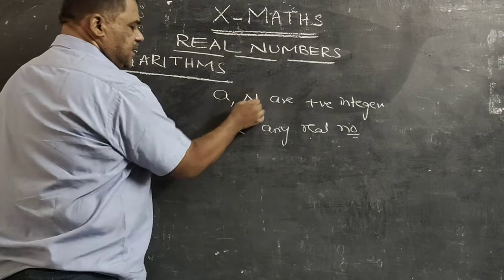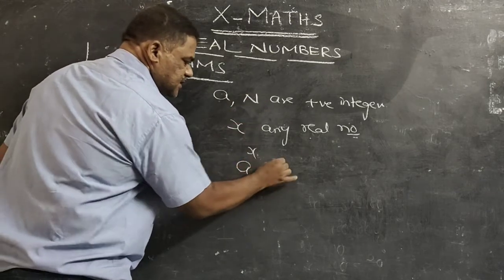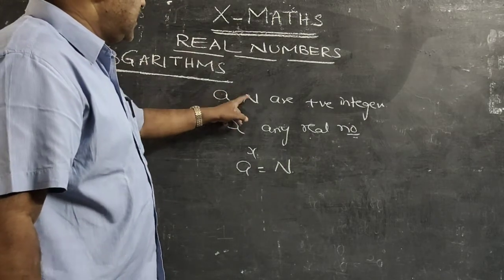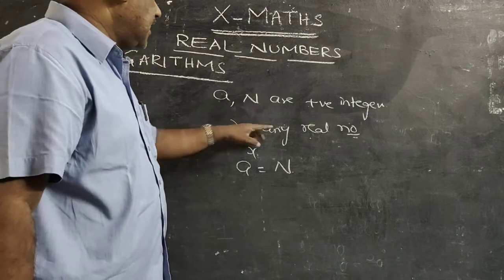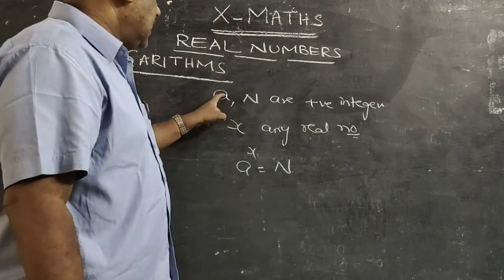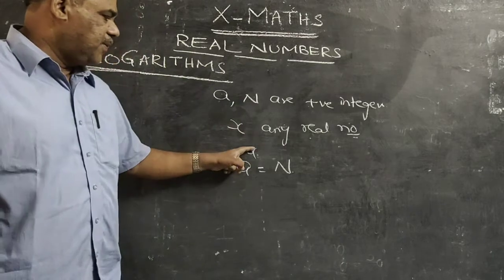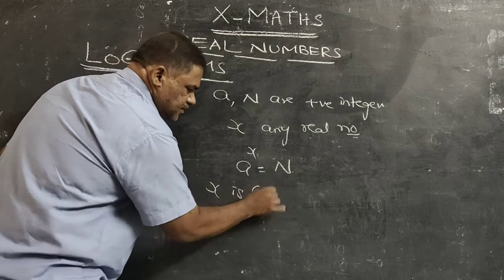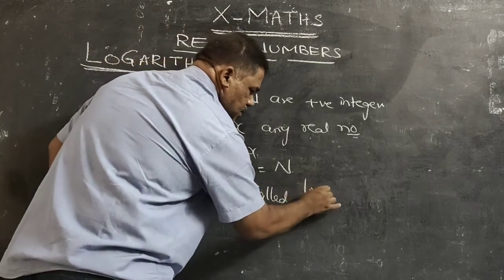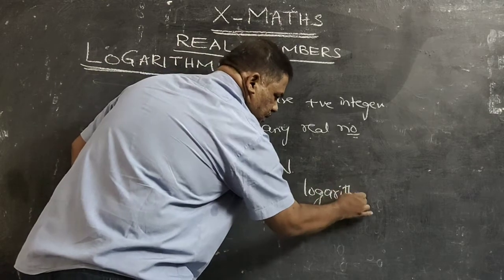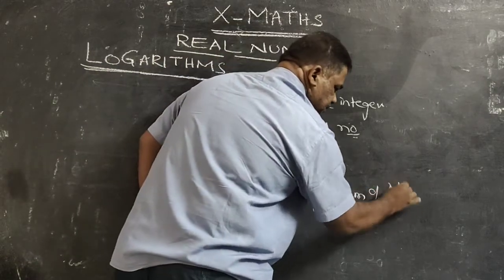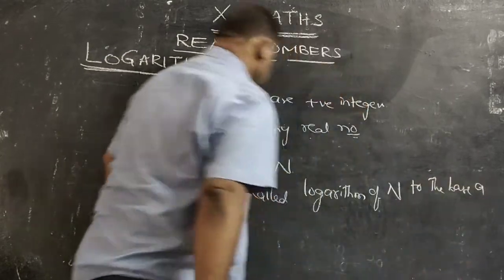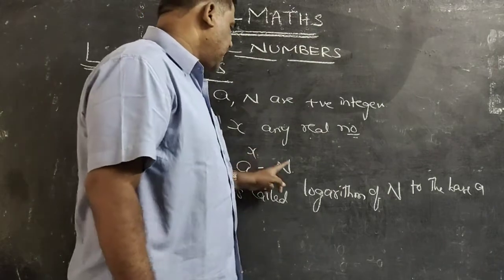The relation between these three numbers is a to the power x is equal to n. Where a and n are positive real numbers, x is any real number. It may be positive or negative. Then this x is known as the logarithm of n to the base a.